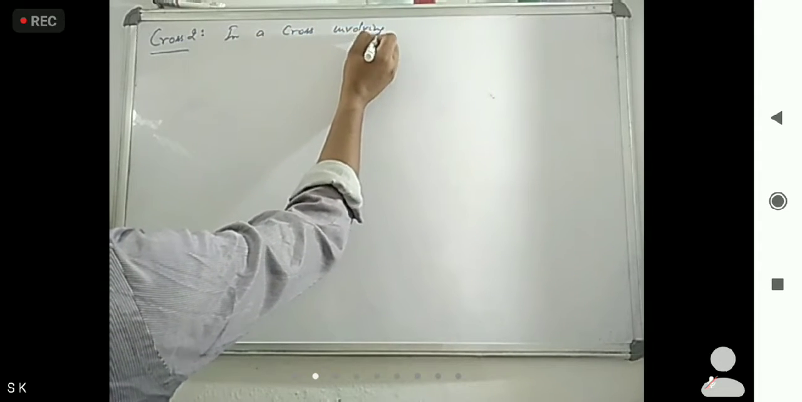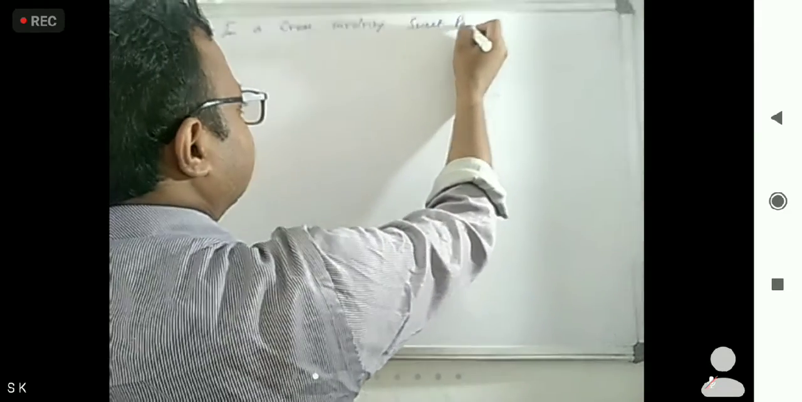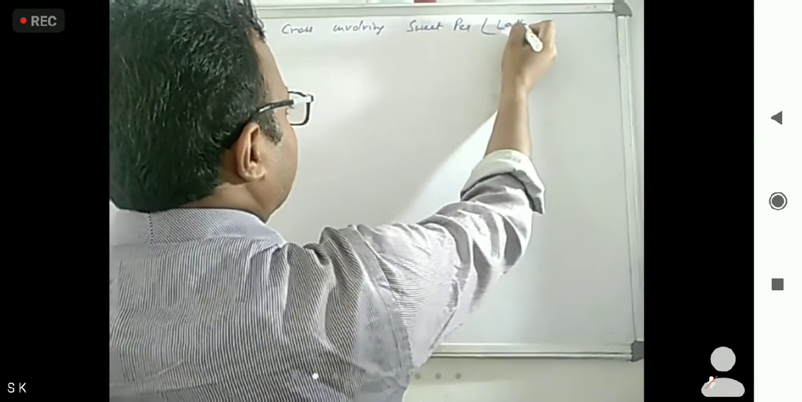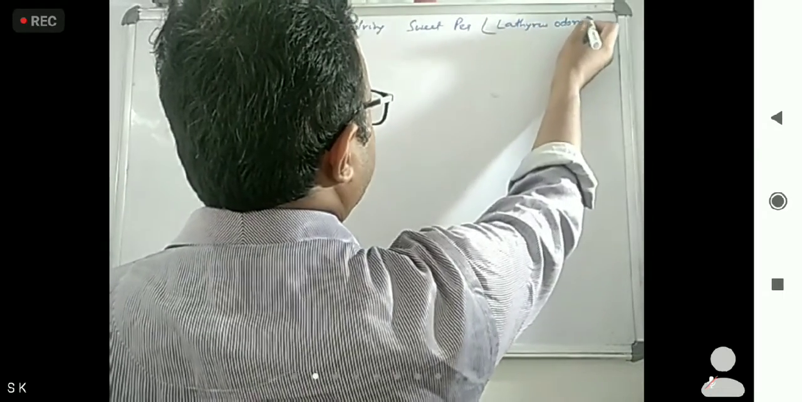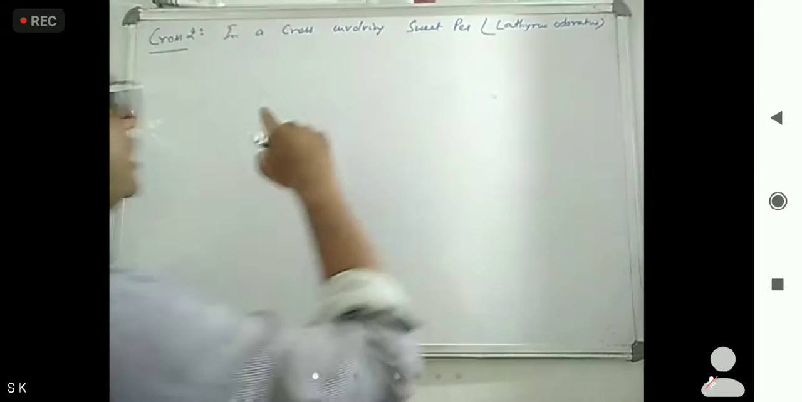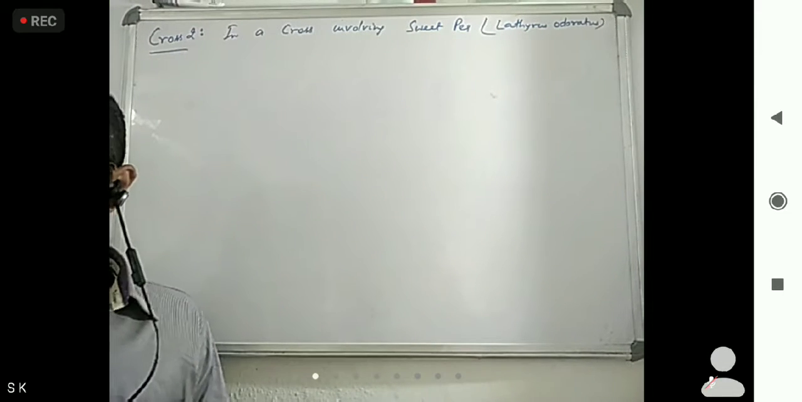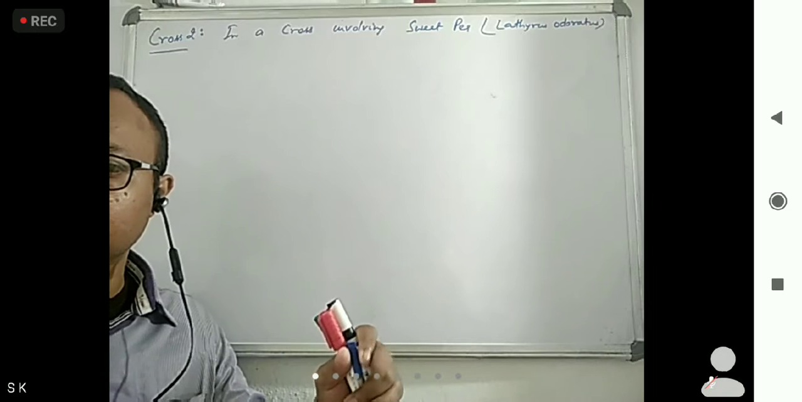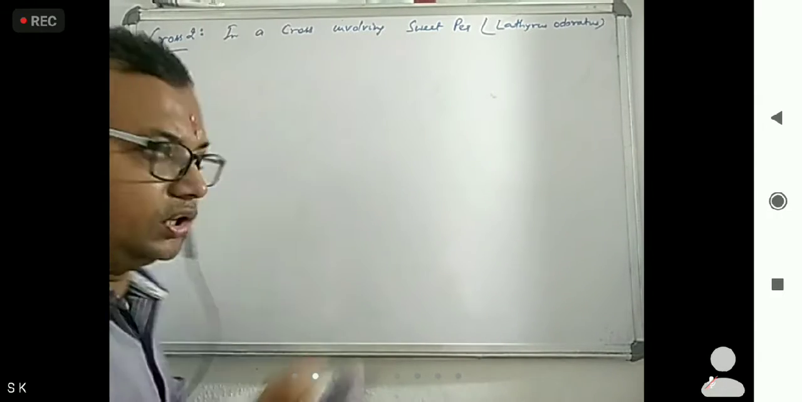Cross 2 involving sweet pea, the same sweet pea, Lathyrus odoratus. Now here what he changed: in a cross involving here, the characters he changed. So he chose blue flower and round pollen.